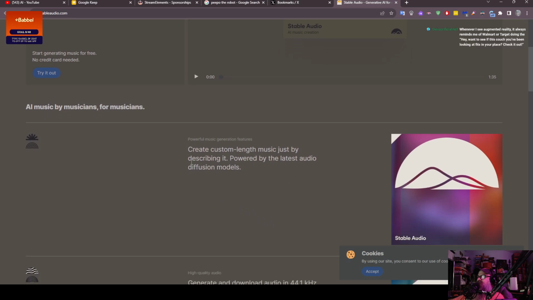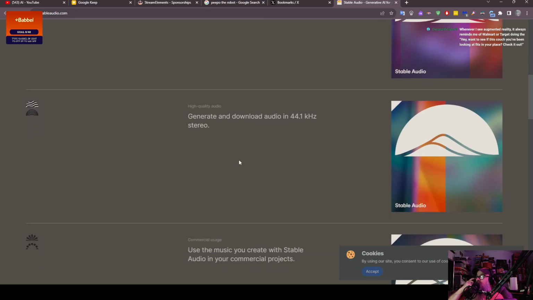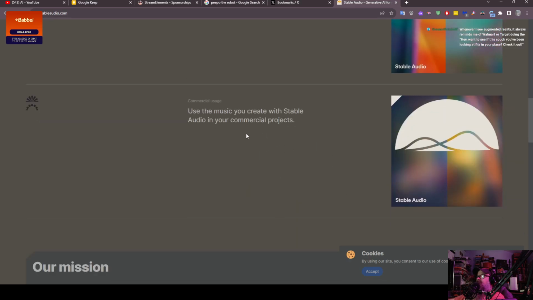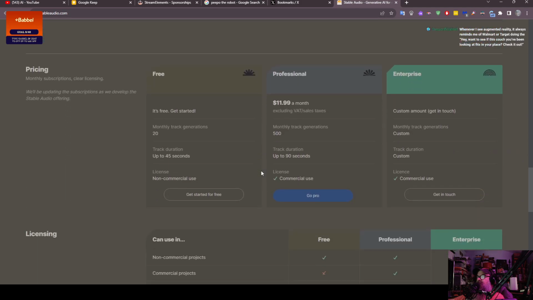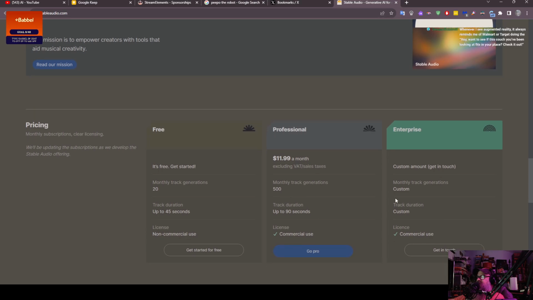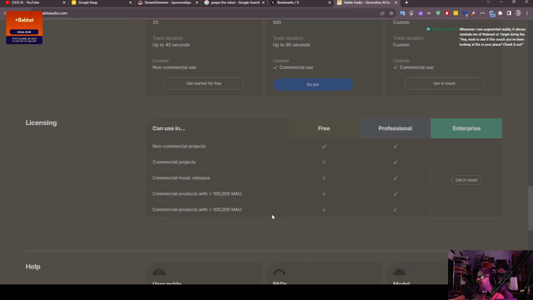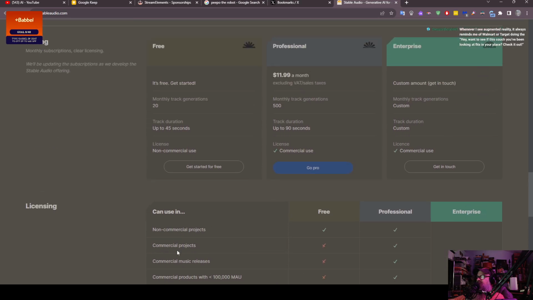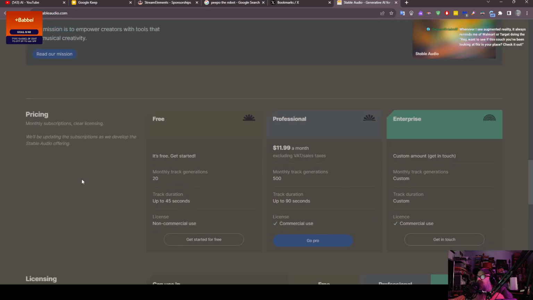Create custom length music just by describing it, powered by the latest audio diffusion models. Generate and download audio in 44.1 kilohertz. Use the music you create with Stable Audio in your commercial products. And free, you can do up to 20. If you go with professional at $12, you can do 500. And then there's enterprise, where you got to call in and talk to a salesperson. Free is available if you are doing non-commercial products. Generally you and I, if you want to do commercial projects, you got to get a license.